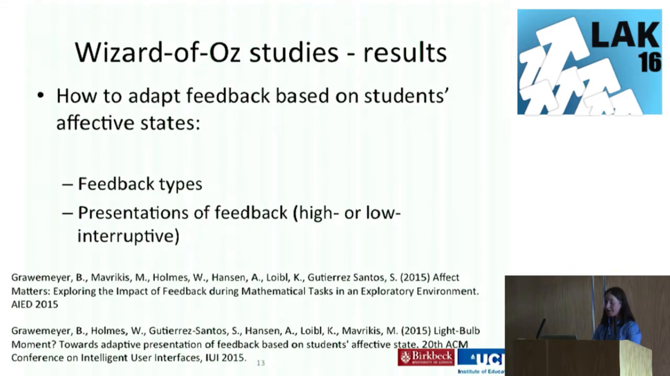Additionally, we looked at the different feedback types that were provided to students and how effectively they could move students from negative affective states into positive affective states. So we found out, for example, when students are confused, instructive feedback is very effective at moving students from confusion into flow. However, when students are frustrated, then reflective prompts or affect boosts are actually more effective than instructive feedback. So this is the data that we got from the Wizard of Oz studies about feedback types.